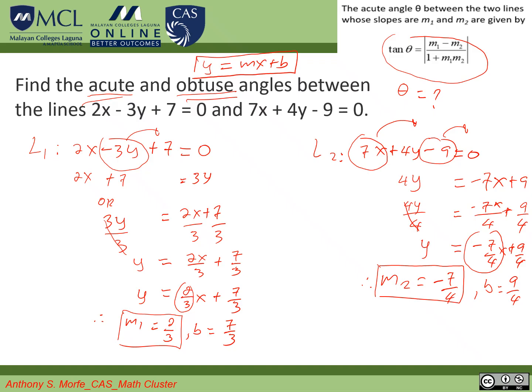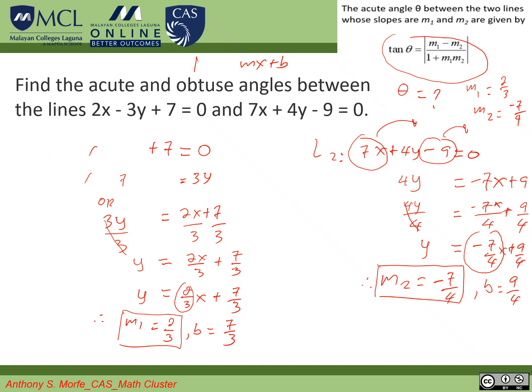Please kindly take a screenshot of this, so you can just remember the slopes. So we have here m1 equal to 2/3 and m2 equal to minus 7/4. Okay, so I will erase this so that we can solve for the angle theta.